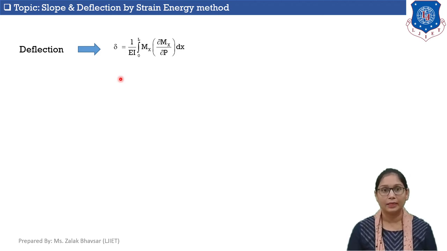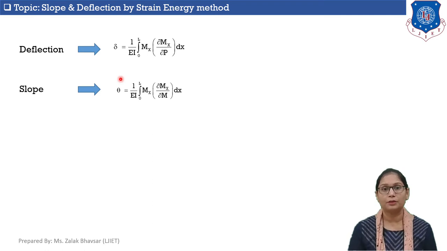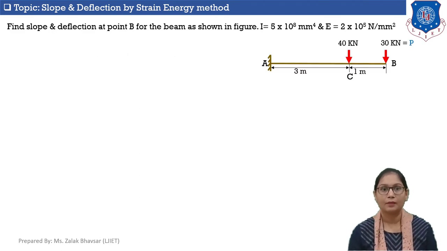Similarly, we can use an equation to calculate slope at a particular point of a beam, which is theta is equal to 1 upon EI integration of Mx del Mx by del M into dx. Here the limit is 0 to L. So let's solve a numerical.